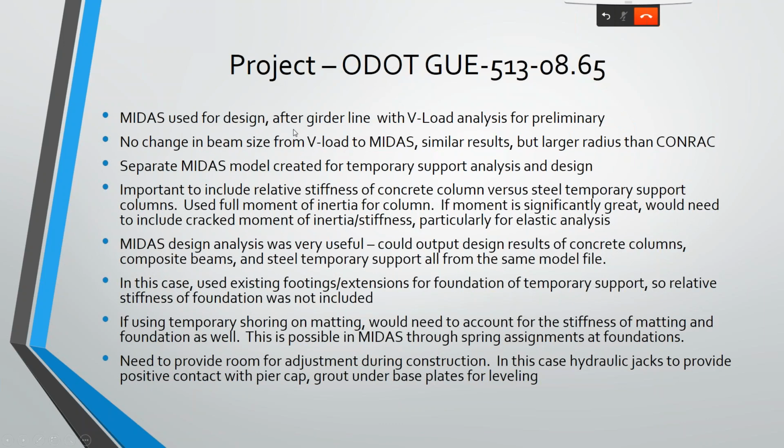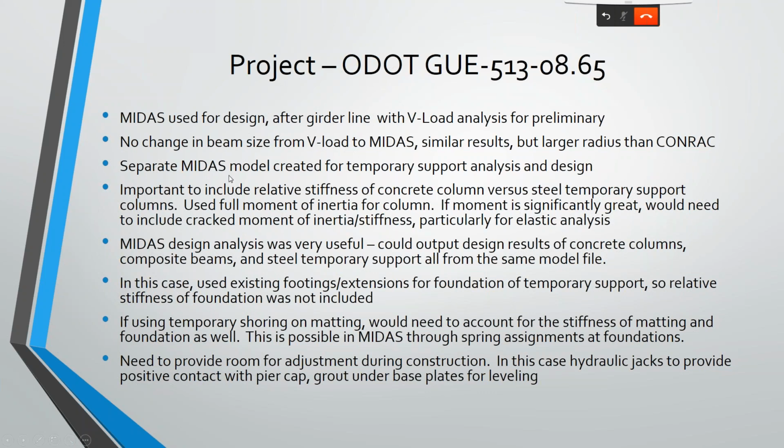So Midas was used for design. We did our girder line with V-load analysis for the preliminary. There was no change in size. So again, we were up in that above 1,000-foot radii, and we did not really see much of an increase between the V-load and the Midas. But again, it's a much larger radius than CONRAC. So over 1,000 feet, V-load seems to be pretty good at predicting.